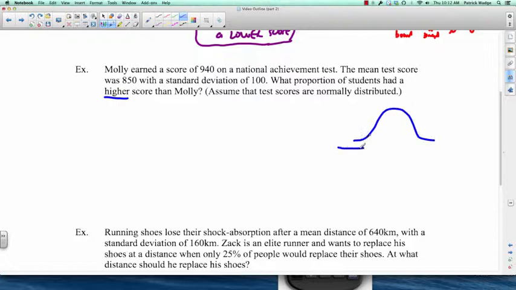Normal distribution curve. The mean right in the middle is 850. Standard deviation is 100. So we go up to 950, 1050, etc., and down 750, and so on, like that. The one we're interested in is 940, so right here, and we're actually interested in all the people up here. How many people have a higher test score than Molly?